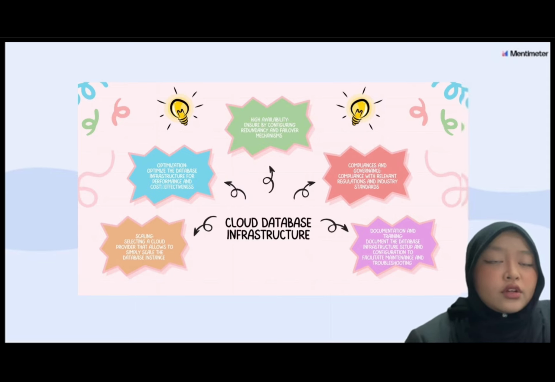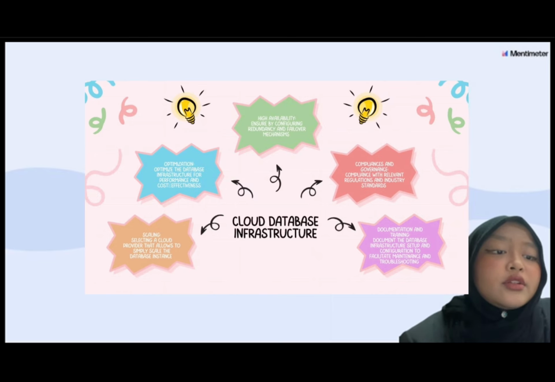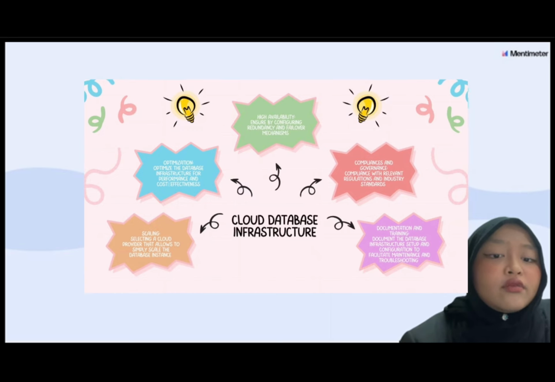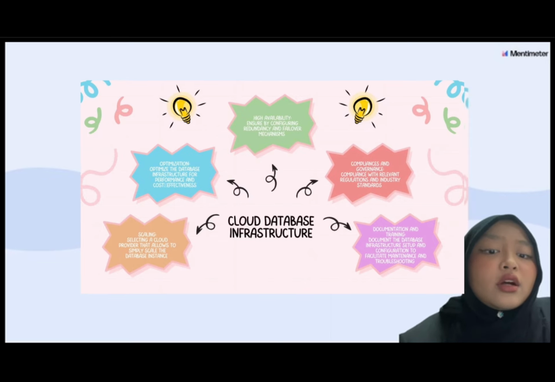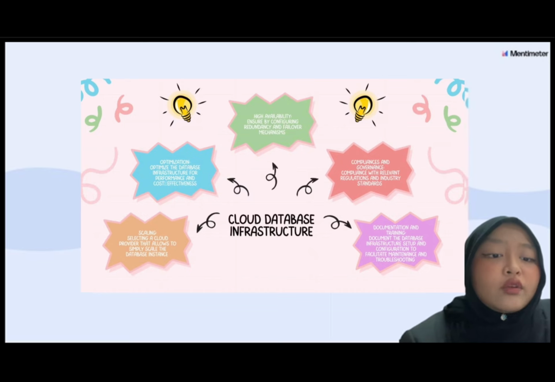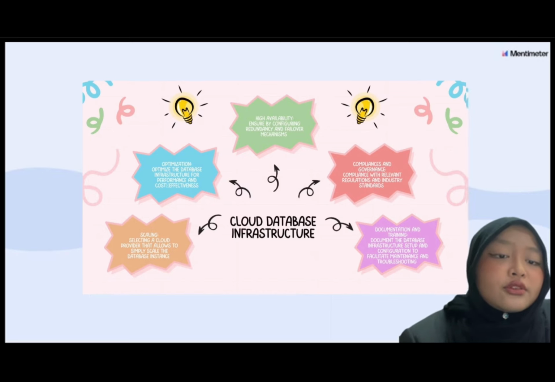Number 8 is high availability. It ensures high availability by configuring redundancy and failover mechanisms. This typically involves setting up replication between multiple database instances and implementing automatic failover in case of hardware or software failures. Number 9 is compliance and governance.